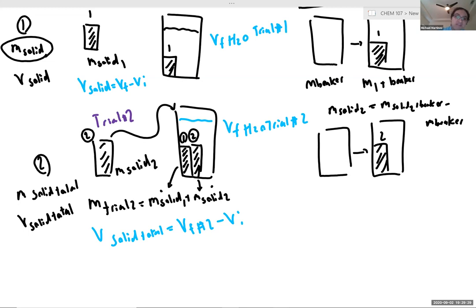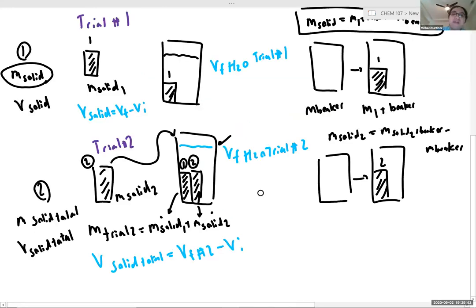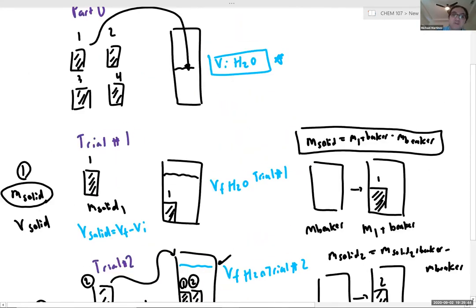And then to calculate the volume, you take the volume final, which is the final volume of water and solid in your graduated cylinder, and then you subtract from it the initial volume of water.